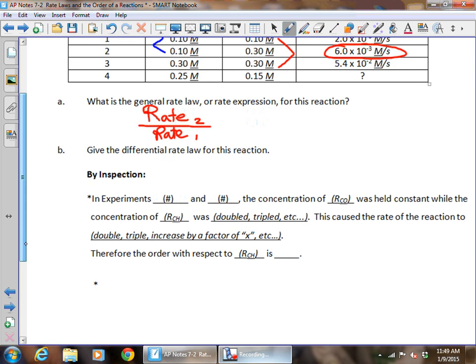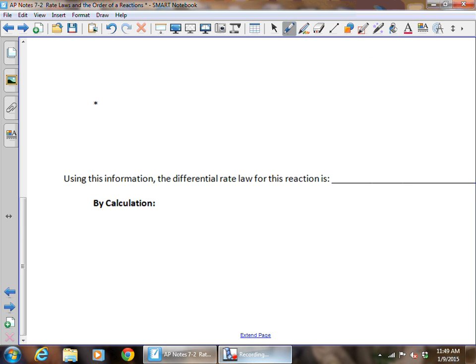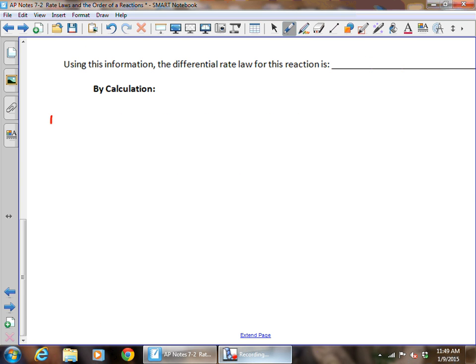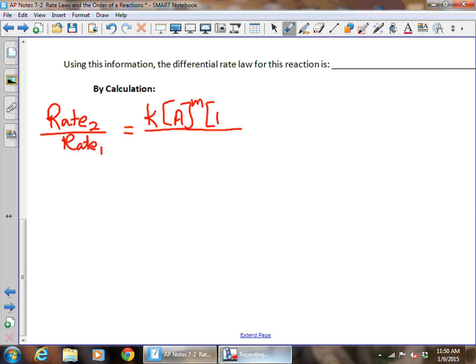So let's go down here to our calculations section. And once again, we're going to do rate 2 over rate 1. And we're going to set up our general rate expression for each of these. So we're going to have k[A]^m[B]^n on top, and k[A]^m[B]^n on bottom. And to distinguish between the two, we're going to put 2's after all of these and 1's after these. So let's fill all the values in.